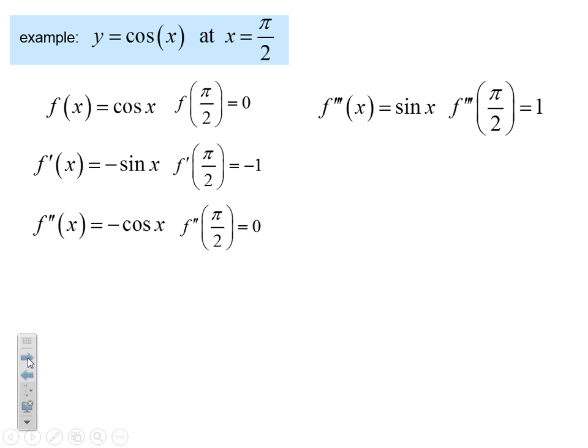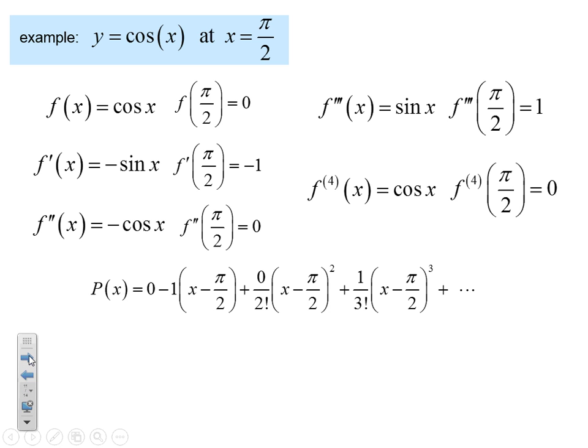And then when we get to the fourth derivative, we get back to the beginning of our pattern. So we can see that these derivatives evaluated at pi over 2 are going to go 0, negative 1, 0, 1, 0, negative 1, 0, 1. So let's write our polynomial. Now remember, this is centered at pi over 2, and so we have to write the x minus pi over 2 with our power.